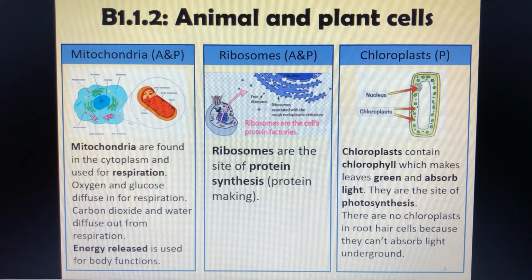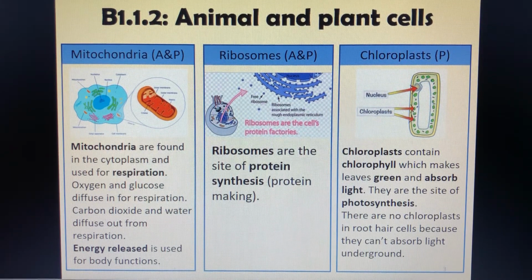So within the cytoplasm, we've said that this is where chemical reactions take place, and it's actually within more subcellular structures. It's not just randomly happening in the cytoplasm, but within that cytoplasm we have the mitochondria, and you should remember from Key Stage 3, that's where respiration takes place. And respiration is all about releasing energy.